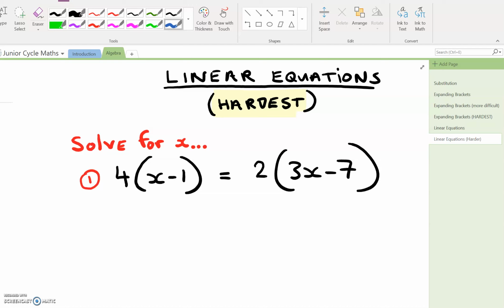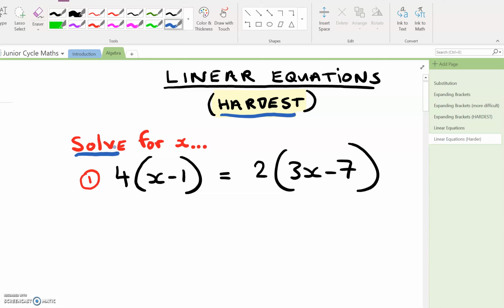Hello and welcome to this video on linear equations. It's a follow-on video from the previous video that you'll find in the tab in your OneNote book, and it concerns the hardest type of linear equations, the ones that contain brackets as well as everything else. So there's a little bit of extra work that we have to do to solve for x in these ones.